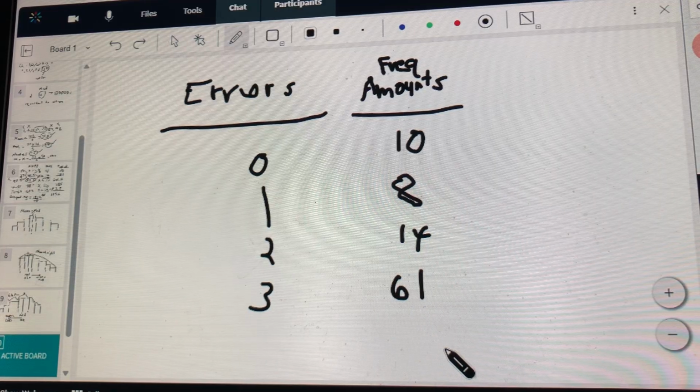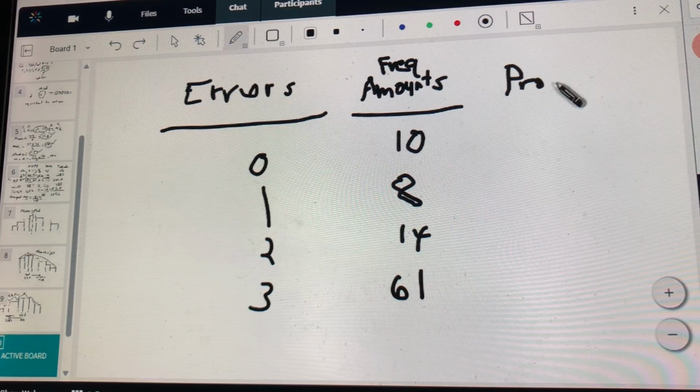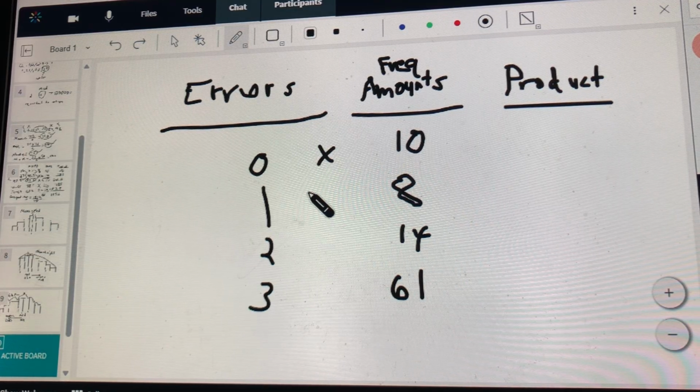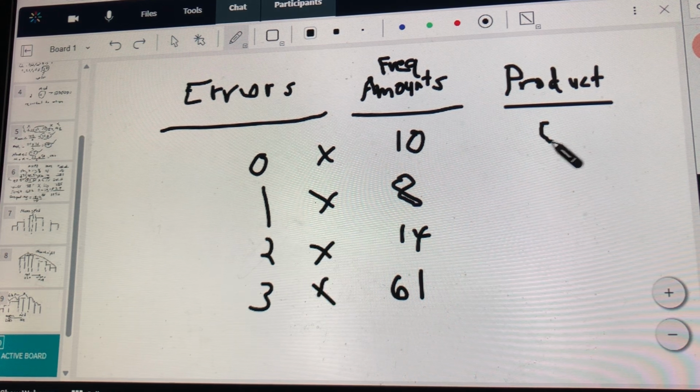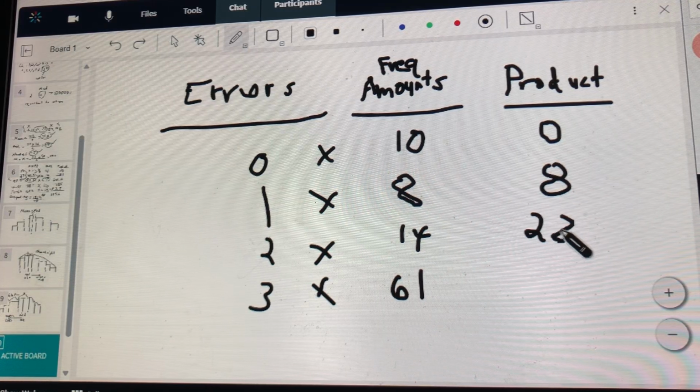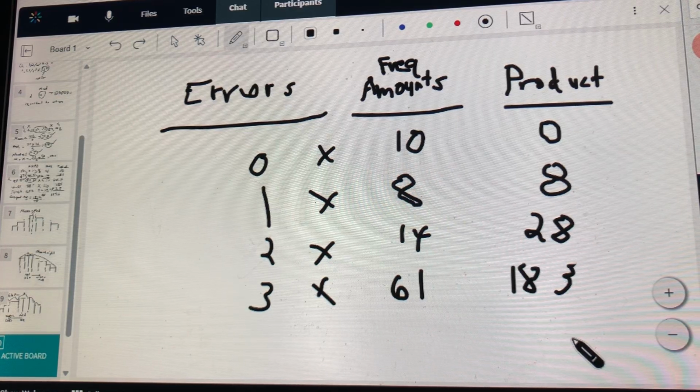So this is done similarly to the group data. You always do a product column when you have these 2 columns going on. Make a product column and just multiply straight across, which 3 of those are pretty easy. 0 times anything is 0. 1 times anything is the anything. And 2 times 14 is simply 28. Even 3 times 61 isn't hard because you do 3 times 1 and you get 3, and then you do 3 times 6 and you get 18. So I did all 4 of those without even a calculator.